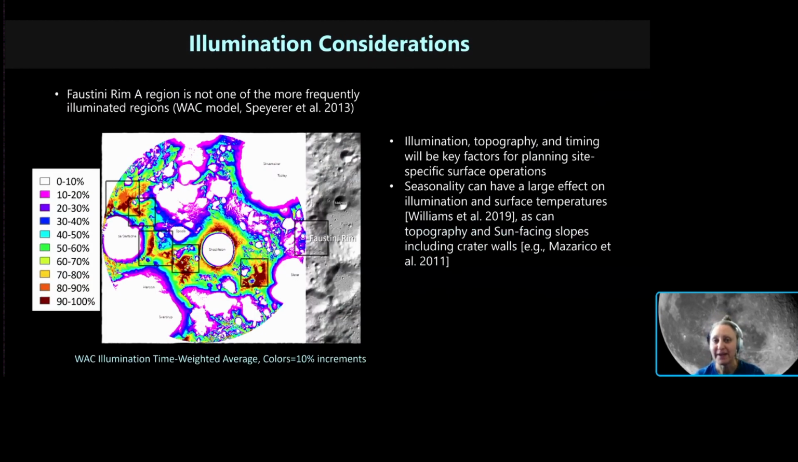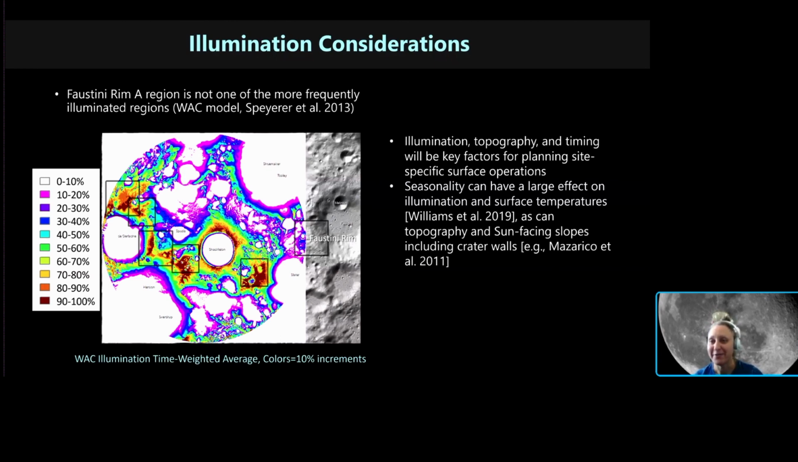Of course, another factor is illumination. And this image here shows the WAC illumination time weighted average with it colorized into 10% increments. And so, while it doesn't cover all of this region, Faustini Rim A, you can probably get the hint that it's not one of the more frequently illuminated regions.